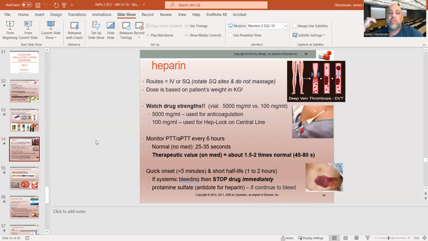Heparin is sub-Q, it's IV, whereas warfarin is oral. So heparin is much quicker absorbed into the bloodstream and deals with the lab value much more rapidly than what warfarin deals with its lab value. Now, the lab value for heparin is PTT or APTT, which is approximated or estimated PTT level. And the numbers are relatively close.